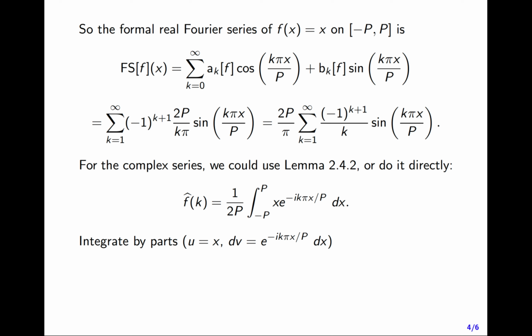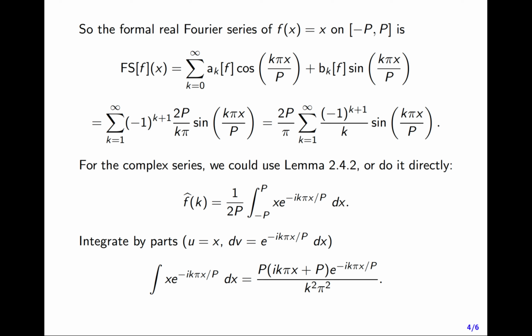And in the notes, I direct you a little bit to where you might see that in the appendices if you want to review doing calculus with complex valued functions of a real variable. So I integrate by parts as I usually do, and the indefinite integral of x times e to the minus ik pi x over p is the quantity p times ik pi x plus p times e to the minus ik pi x over p, divided by k squared times pi squared.